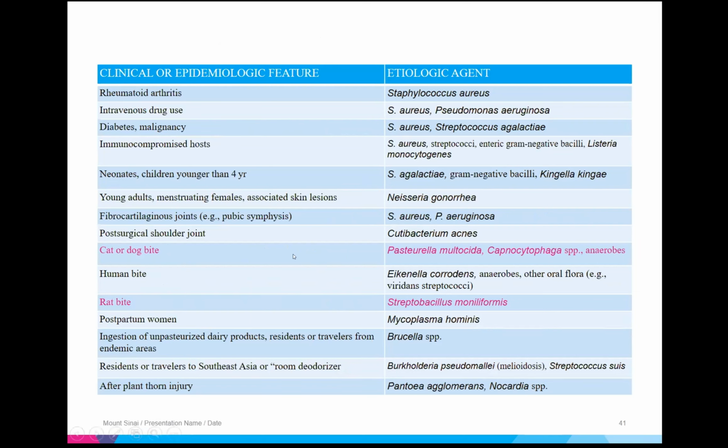Of course, cat and dog bites, right? Pasteurella multocida is from cat bites, and of course dogs as well, but more cats. But Capnocytophaga is more likely from dogs.